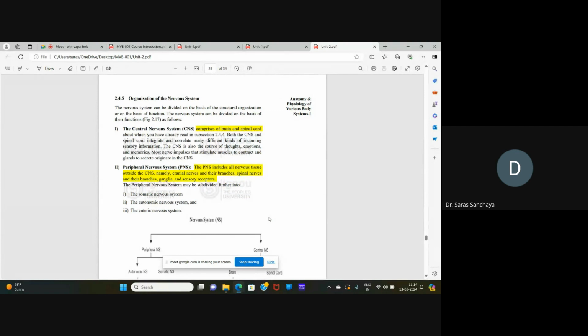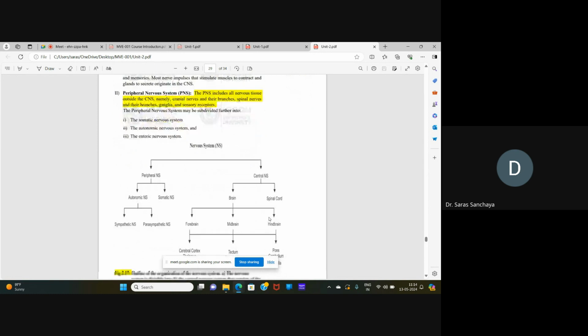Organization of the nervous system. It can be divided according to function into different parts. The central nervous system comprises the brain and spinal cord. Then the peripheral nervous system, which contains all nervous tissue outside the CNS, namely cranial nerves, their branches, spinal nerves and their branches, ganglia and sensory receptors.